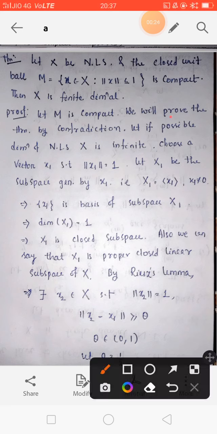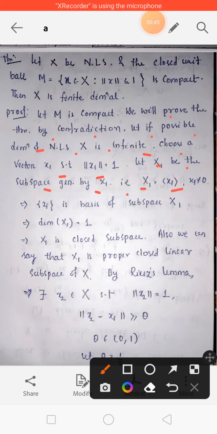We will prove the theorem by contradiction. Let, if possible, the dimension of the normed linear space X be infinite. Choose a vector x1 such that the norm of x1 equals 1. Let X1 be the subspace generated by x1, that is X1 equals span of x1.